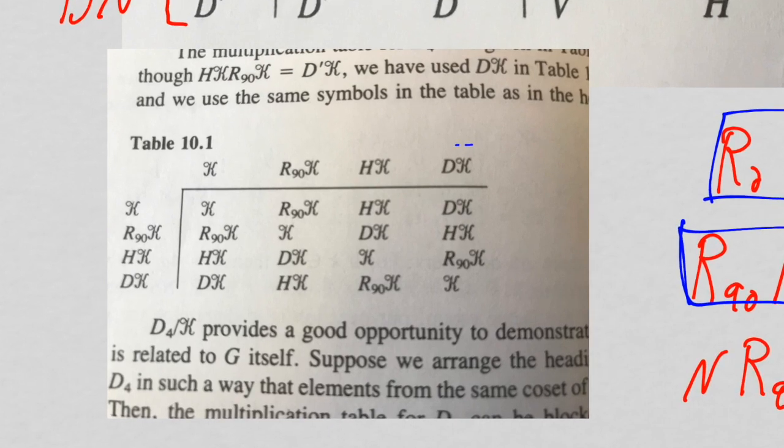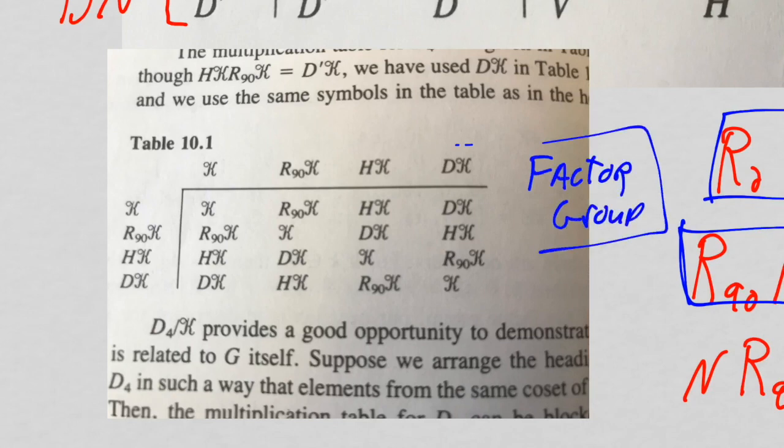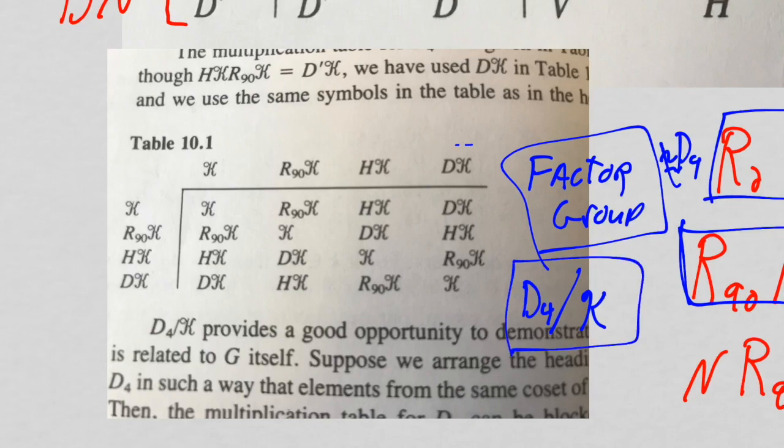So the point is that this is a group, and that group is called the factor group, right? And obviously the factor group is not the same as the underlying group. The factor group certainly is not equal to D4 at all. It's too small. It's half as big. It's some other group, and it's a very important concept. And it's going to be called D4/K, right? So that's the name of the factor group.